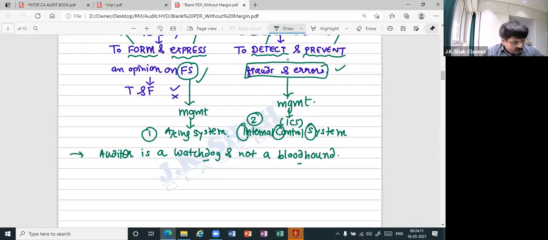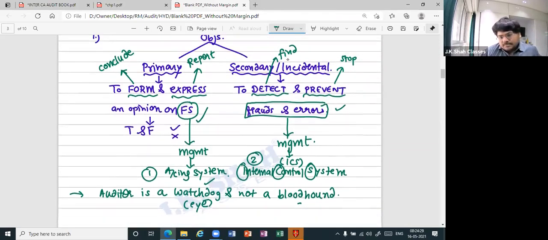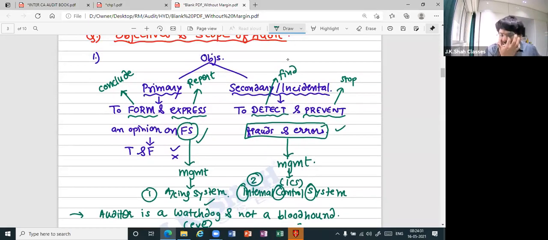Correct. But when you talk about a watchdog, can I say he does not do hunting? He only keeps an eye. Auditor is this category only. Why? Because auditor has to just keep an eye. Because everything is done by management and checked by the auditor. So the auditor is there to check, not to do anything. All cool? All cool.